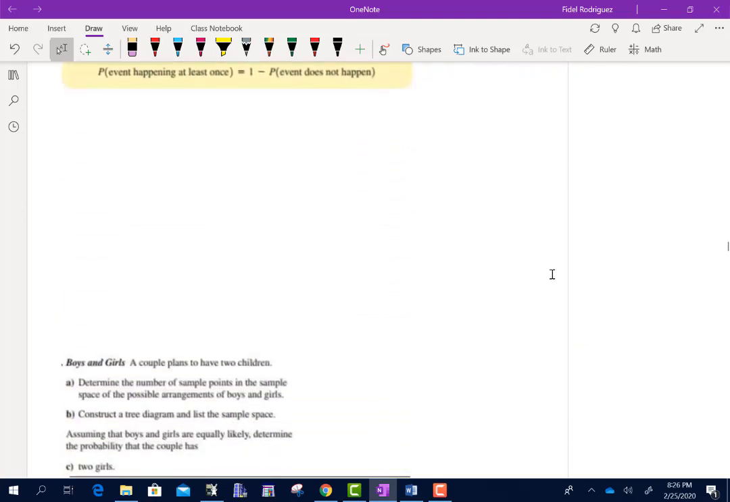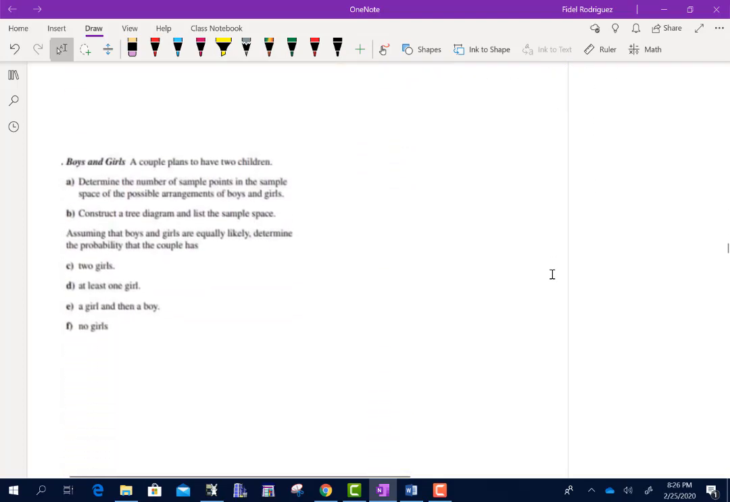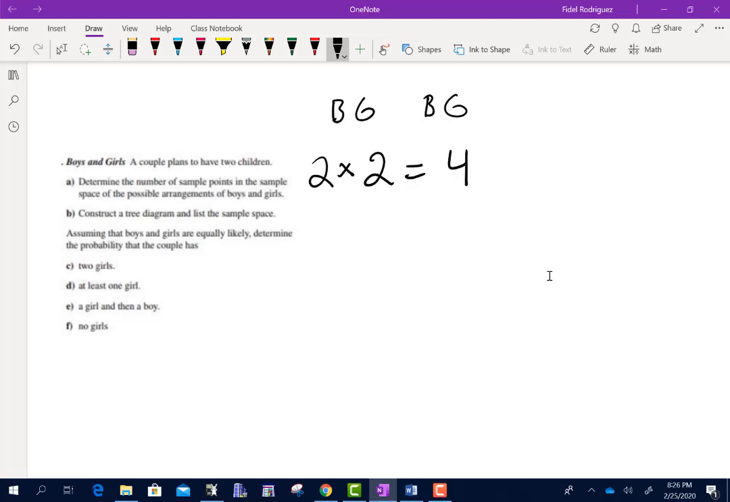So let's take a look at the next problem that we have here. Boys and girls. It says a couple plans to have 2 children. Determine the number of sample points in the sample space of possible arrangements for boys and girls. Okay, so the first time we have a child, it can be either a boy or a girl. The second time we have a child, it can be a boy or girl. So we have 2 options the first time, 2 options the second time. So we have a total of 4.